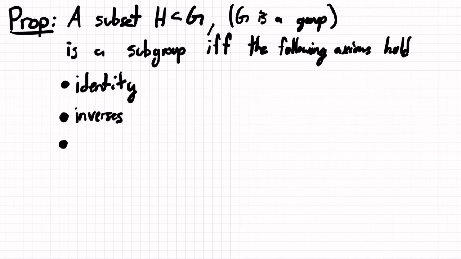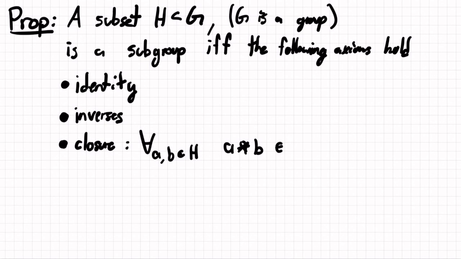And what I'll call closure, which I'll write out explicitly. So for every A and B in H, A times B is also in H.